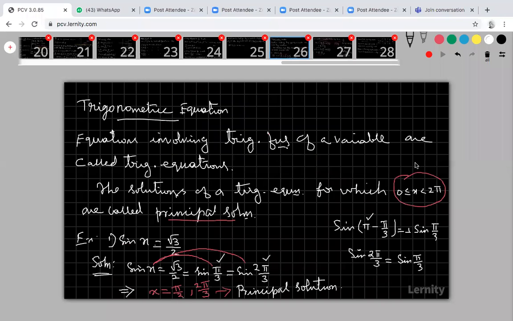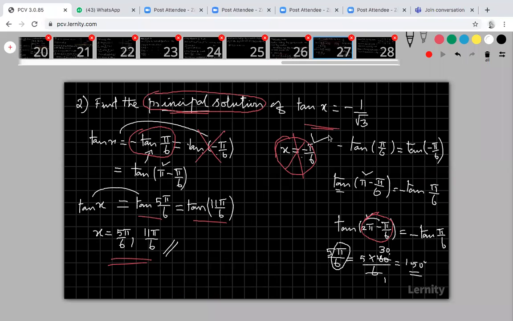Why? See the definition of a principal solution: the solution of a trigonometric equation for which x lies between 0 and 2 pi is called a principal solution. So this is a solution but not a principal solution. To find the principal solution, I apply other logic. Pi minus pi by 6 and 2 pi minus pi by 6, these two give tan of minus pi by 6. Therefore, my x is 5 pi by 6 and 11 pi by 6.